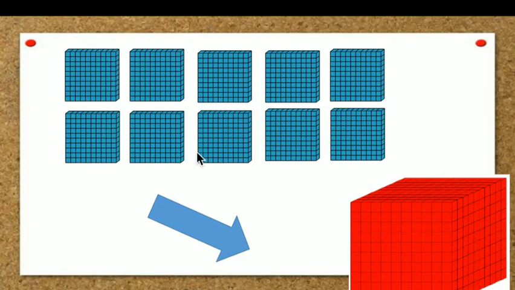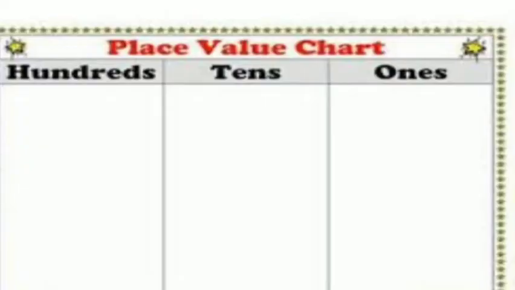Here, so many 100 blocks are there. We have to count the 100 blocks one by one. 1, 2, 3, 4, 5, 6, 7, 8, 9, 10. Totally 100 blocks. 100 blocks combined together to form 1000.